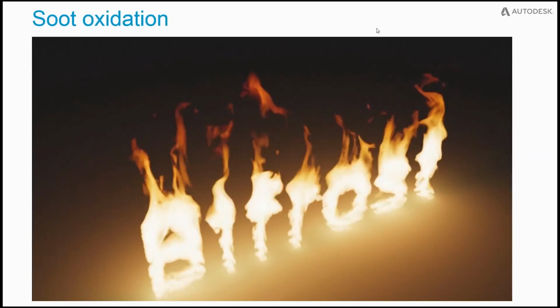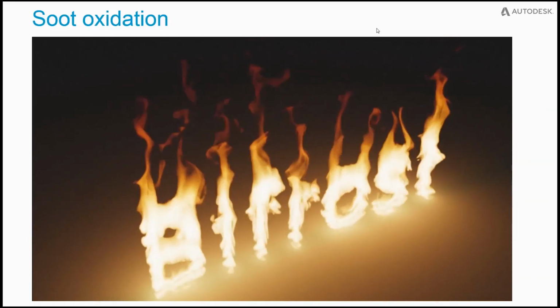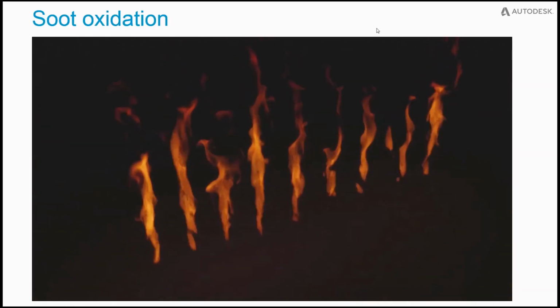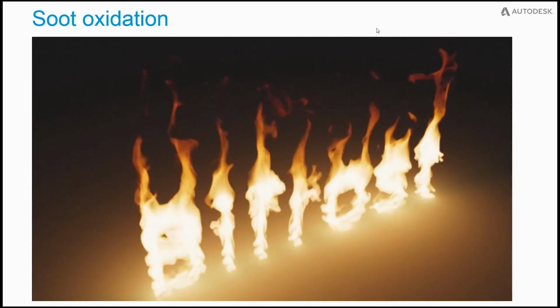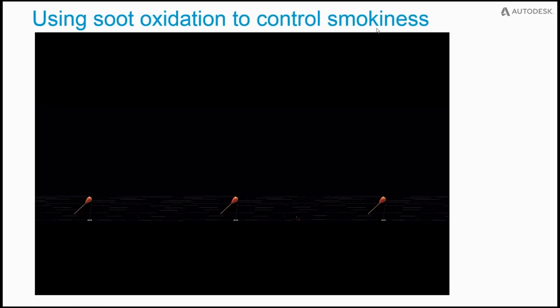And here's a simulation with soot oxidation in play, and as you can see, the soot oxidation gives rise to a non-smoking flame and really gives you all these interesting and complicated flame structures. Here's another example where a user has been playing with the amount of soot oxidation for artistic effects to create an interpolation between a smoking and a non-smoking flame.